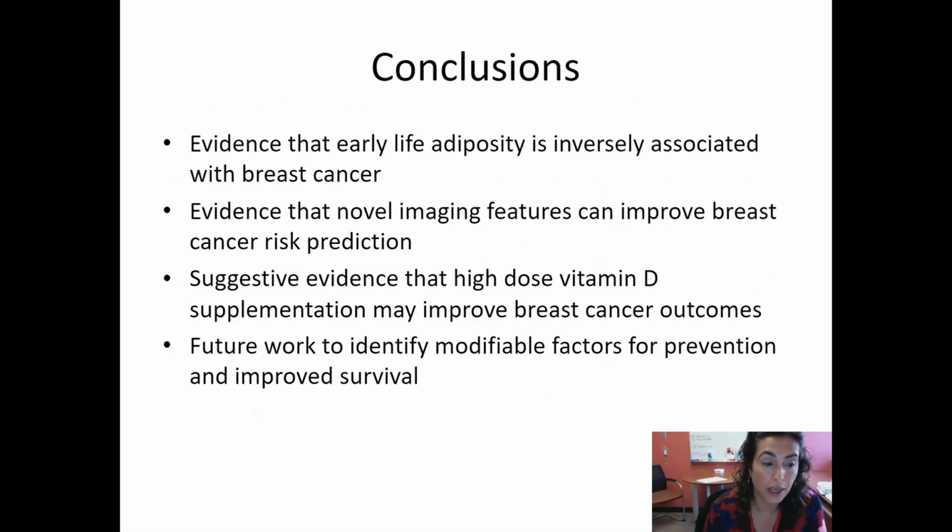So just to conclude everything that we've discussed today, there is strong and robust evidence, not just from the work I've presented, but from other work, that early life adiposity is inversely associated with breast cancer, evidence that novel imaging features can improve breast cancer risk prediction. There is suggestive evidence that high-dose vitamin D supplementation may improve breast cancer outcomes. And really, I think, the next steps are for future work to better identify these modifiable factors so that we can come up with actionable recommendations for the prevention and improved survival of women from breast cancer.